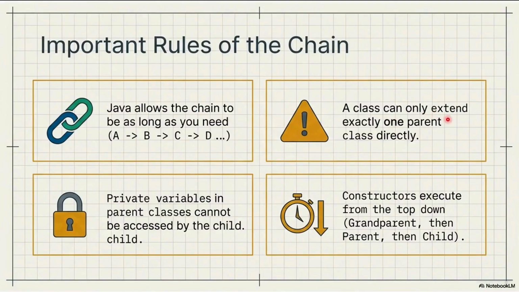Then a class can only extend exactly one parent class directly. Private variables in the parent classes cannot be accessed by the child. This is what we are going to see in the upcoming videos. Constructors execute from the top down, that is grandparent, then parent, and then child. This is the topic which I will be covering in the next video. But today we are just understanding what exactly is multi-level inheritance.